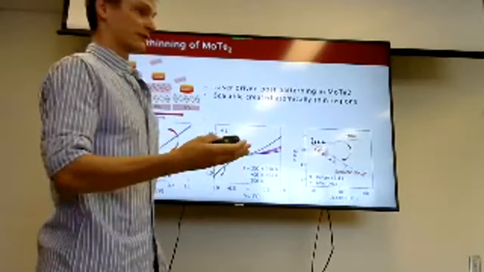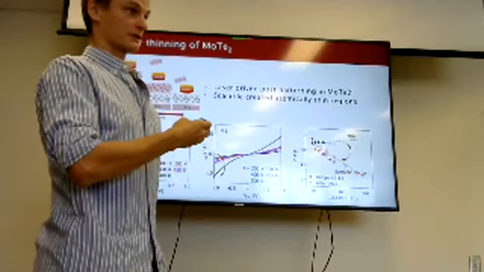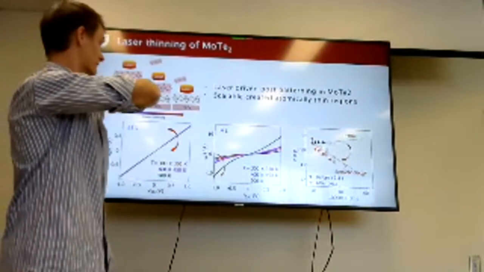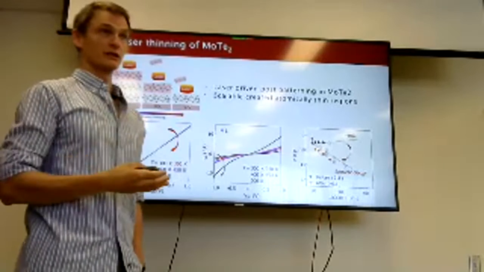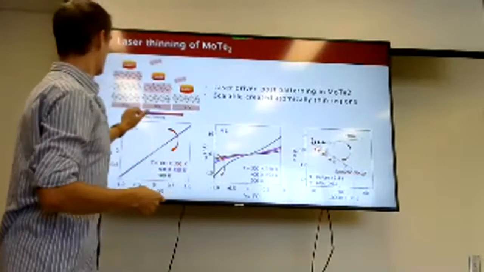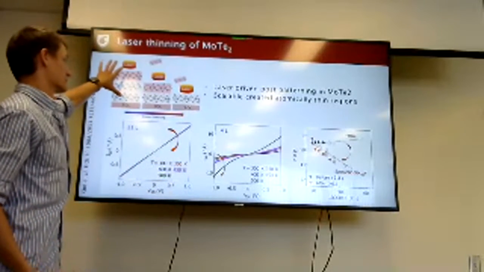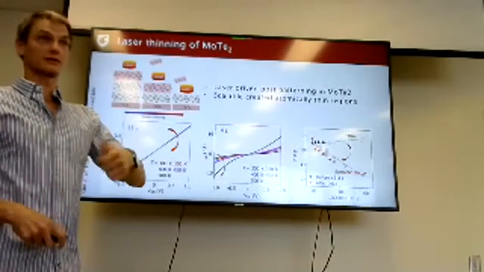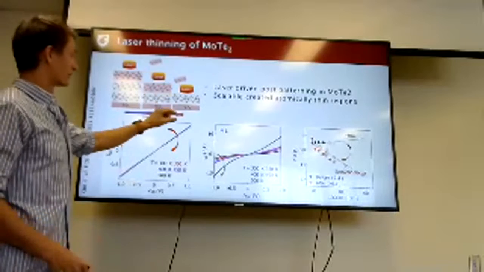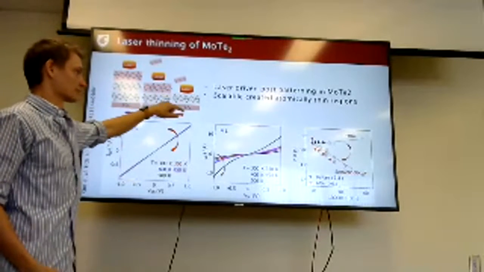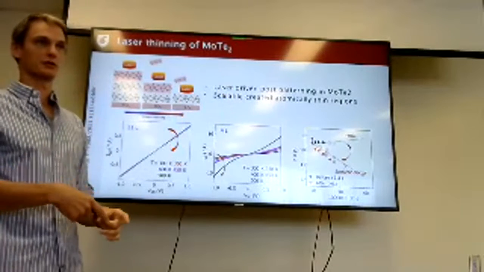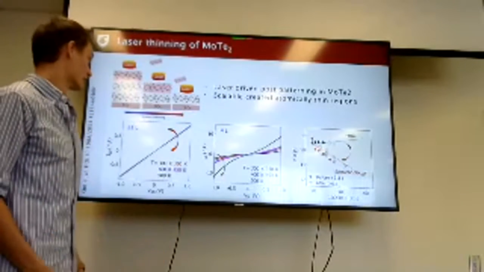So let's look at what other people have done in this field, because we're going to use a similar method. So in 2017, Kim et al., they were the first ones to use laser thinning on MoTe2. And what they did was they had a 21 layer thick stack of this material. And then they shot it with a very high power laser and basically evaporated the surface until it was thin enough that these last couple of layers were sufficiently bonded to the substrate that they wouldn't evaporate anymore. They could dump heat faster than the laser could put it in, and they quit evaporating.